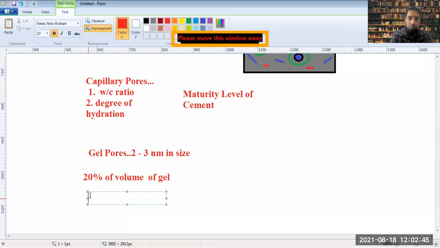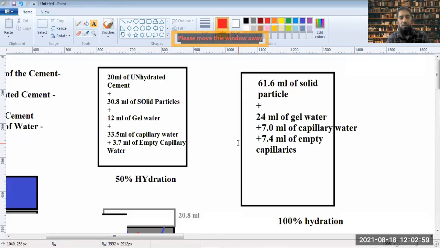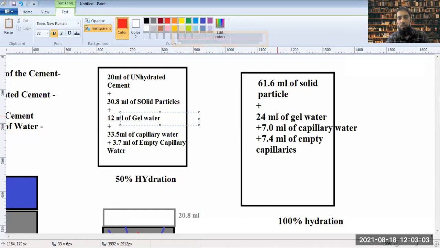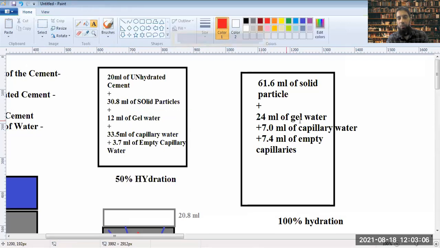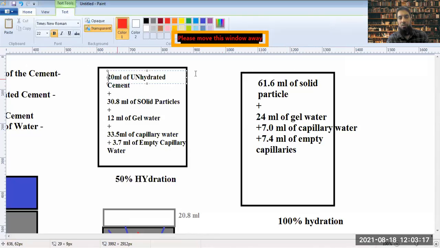So the volume of the gel: how do you increase the volume of gel? It increases with hydration. Just like here I was discussing, there is 12 ml of gel water at 50% hydration, and at 100% hydration it's 24. So it has doubled. The gel water has doubled, and similarly the gel has doubled, which is actually the solid part.